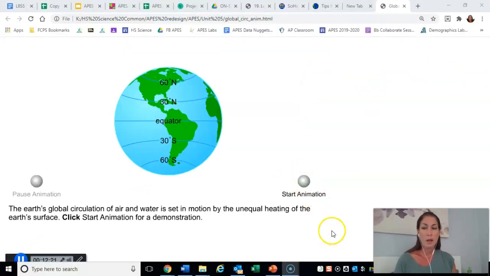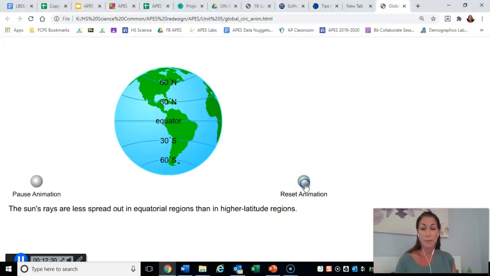So this is going to tie a lot of what we just talked about together about how the sun hits the Earth, and this sets in motion the climate and therefore weather that we see day to day.